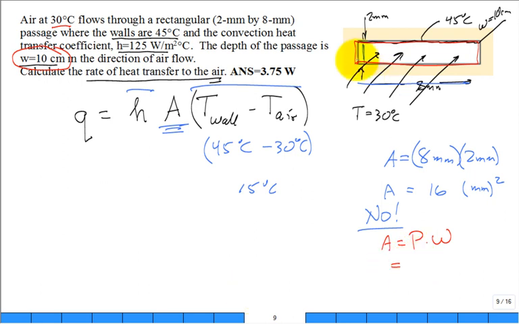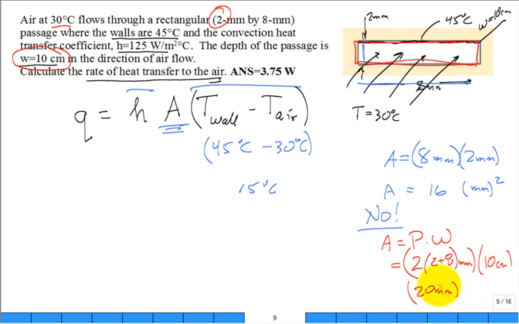And now the whole thing is that perimeter. Okay, so it's like I go up 2, across 8, down 2, back 8. So it's 2 times the 2 millimeter plus the 8 millimeter. That's the perimeter, right? Somebody just says, isn't that 20 millimeter? Isn't that the perimeter? Yep, that's exactly right.